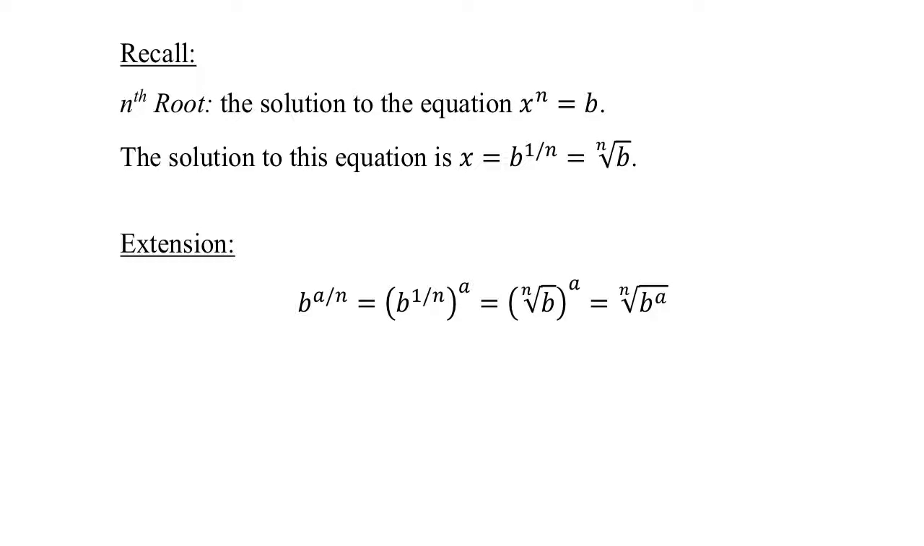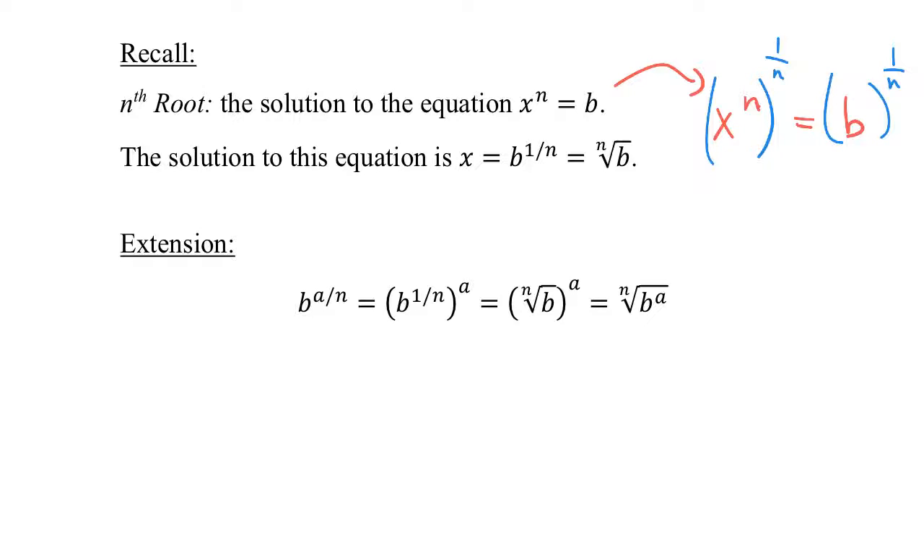So we talked about this earlier in the year. If I want to get x by itself, how do I get rid of an n as a power? I can raise it to the 1 over n power. Well, let's show this so you can see what I'm saying. If I have x to the n equals b, and I want to solve for x, I can raise both sides to the 1 over n power.